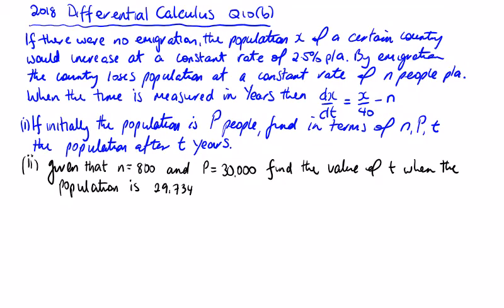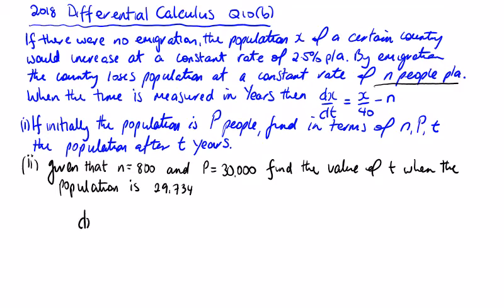Differential Calculus, question 10b, 2018. If there were no immigration, the population X of a certain country would increase at a constant rate of 2.5% per annum. By emigration, the country loses population at a constant rate of n people per annum, where time is measured in years. Then dx/dt is equal to x over 40 minus n. If initially the population is p, find in terms of n, p, and t the population after t years.